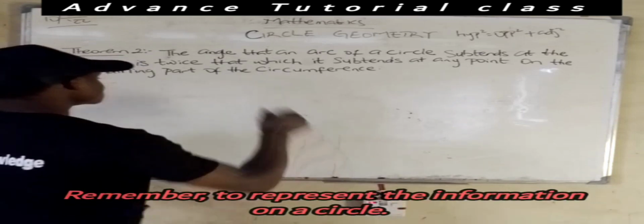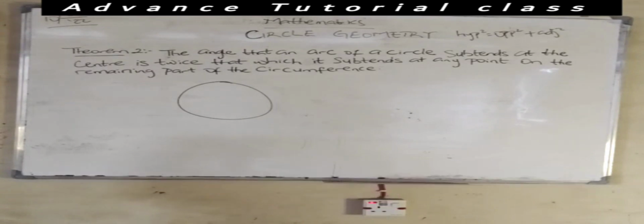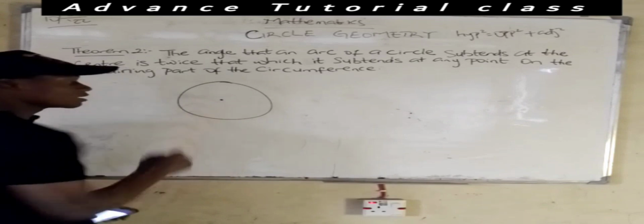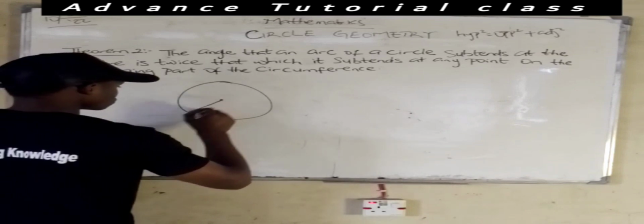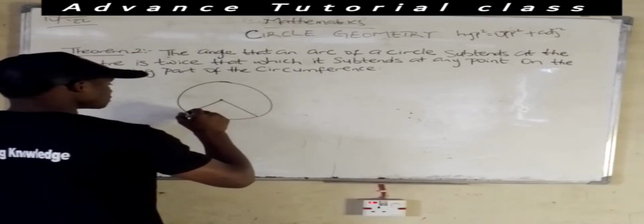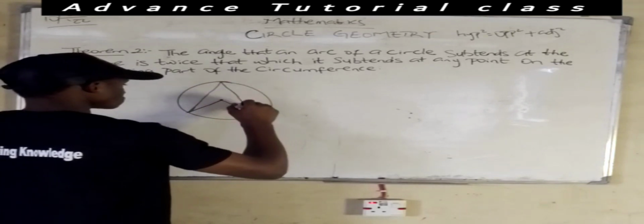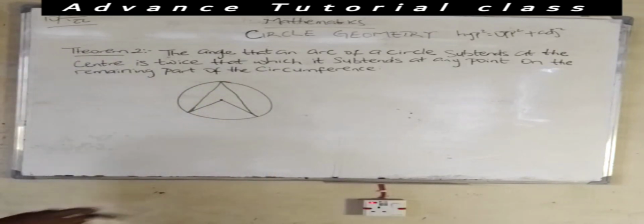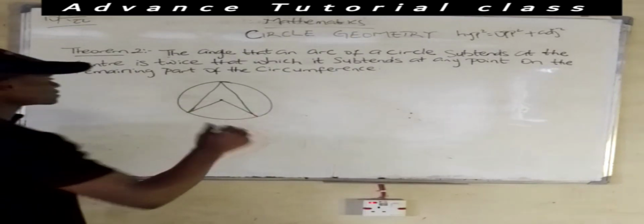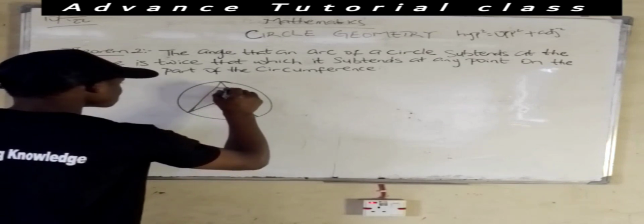For instance, consider this circle. First thing we have to do here, we are going to put the center and then draw 2 lines. That's radius to the circumference of the circle. I'm actually going to draw another line here, something like this. Now, we have more or less two sectors here. So what this theorem says is that the angle at this point is twice the angle at this point.